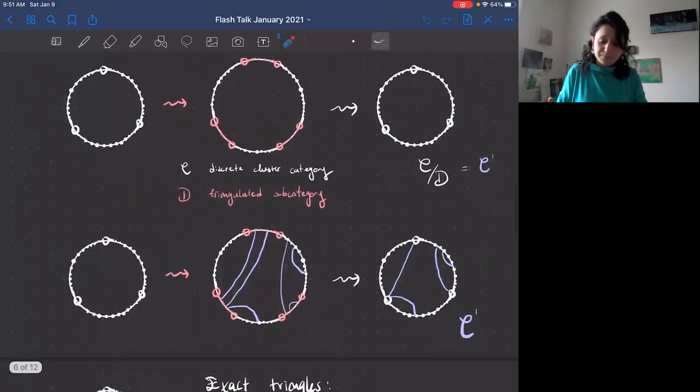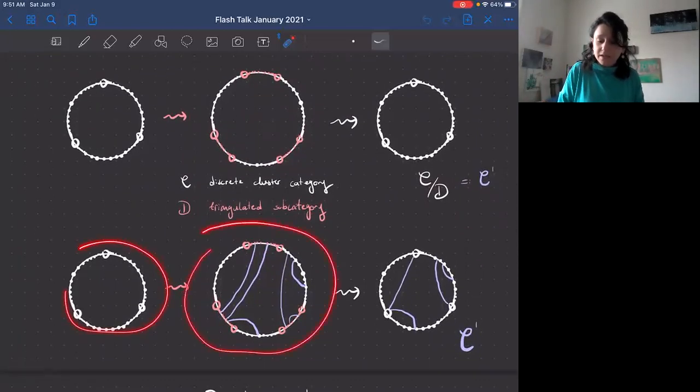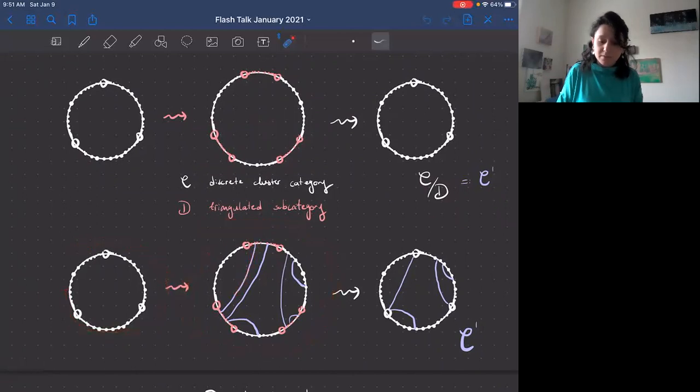Of course, this procedure is an algebraic procedure, but here I'm just depicting it with these pictures. So we started with this, we doubled it, and we considered all possible arcs, named the discrete cluster category over the surface. And then when we take the specific quotient we consider, we get what we were looking for: the arcs of the limit arcs.